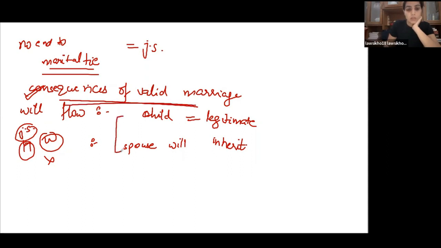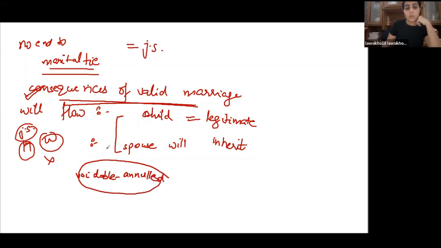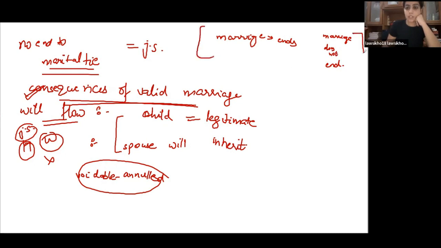And these consequences we have already discussed under, I guess, voidable marriages, if it is not annulled. So all the consequences of valid marriages will flow. But the major difference is that in one case the marriage ends and in another case the marriage does not end. This is the major difference that you have to keep in mind.